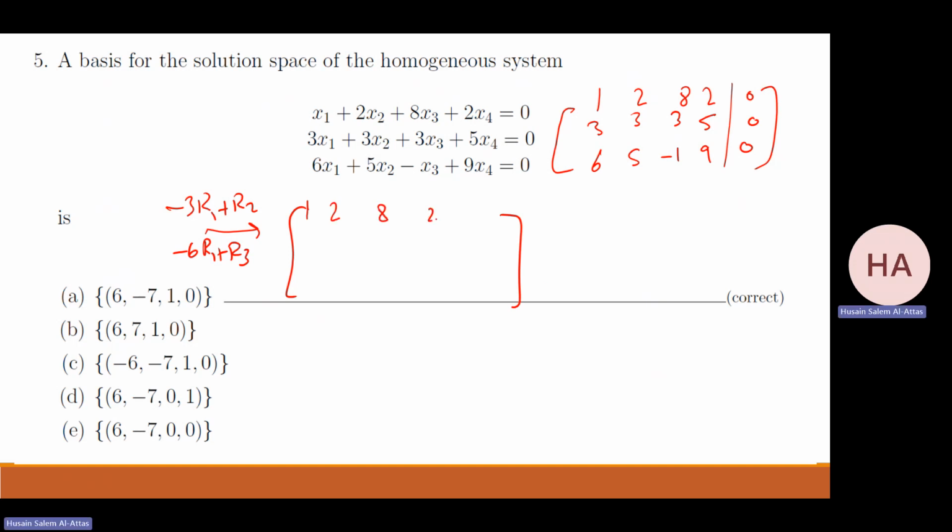So it will be 1, 2, 8, 2. This is 0. Minus 3, that will make it 0. Minus 3, that will give me minus 3. Minus 6 plus 3, minus 3. Minus 24 plus 3, that will be minus 21. Minus 3, that gives me minus 6 plus 5, minus 1, 0. Now the next one, minus 6, 0. Minus 6 times 2, minus 12 plus 5, that gives me minus 7, correct? Minus 48, that will be minus 49. Okay. Minus 12 plus 9, that gives me minus 3. 0.